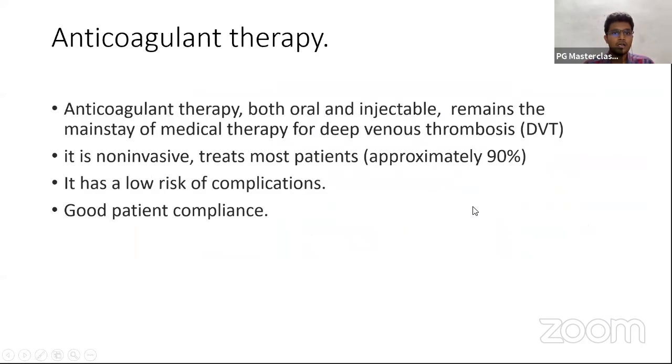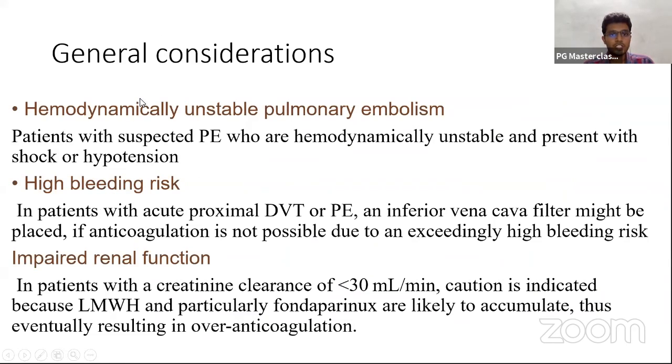Vishnu, go ahead. So coming to anticoagulation therapy, comprising both oral and injectables, it remains the mainstay of medical therapy for DVT. It is a non-invasive procedure, treats most of the patients, and has a low risk of complications and good patient compliance. General considerations before starting anticoagulants: in a hemodynamically unstable patient with suspected pulmonary embolism, we are not going directly to any surgical intervention, but placement of IVC filters is much better than starting the patient empirically on anticoagulants. And in patients with high bleeding risk with acute proximal DVT or pulmonary embolism, an inferior vena cava filter might be placed if anticoagulation is not possible due to exceedingly high bleeding risk.